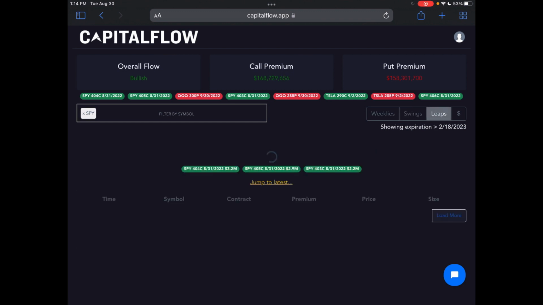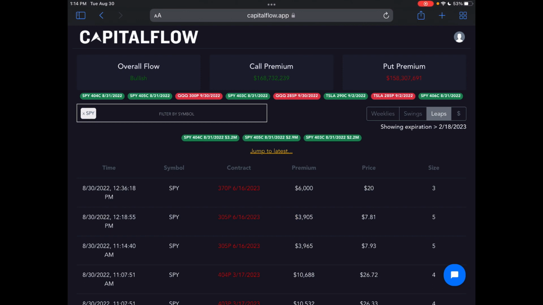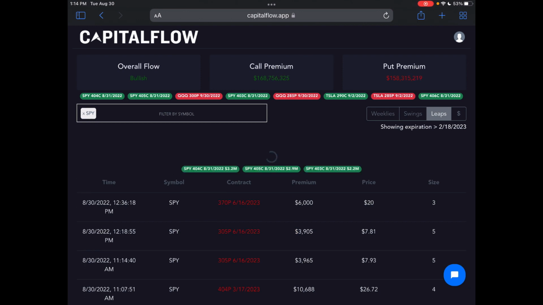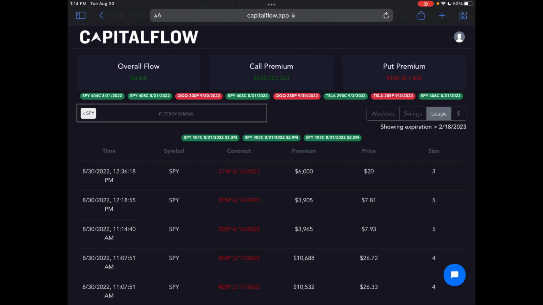So leaps are long dated expirations. So it's going to show you contracts that expire 6 months and farther. So some people do like to hold option contracts for 6, 8, 10, 12 months at a time. That's another really great way to make money with options. So if that's something that you're interested in, we have the leaps filter so you can do that.